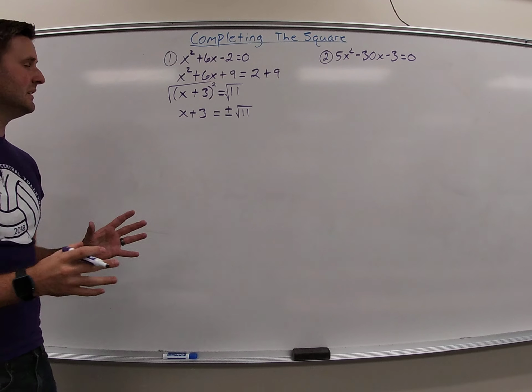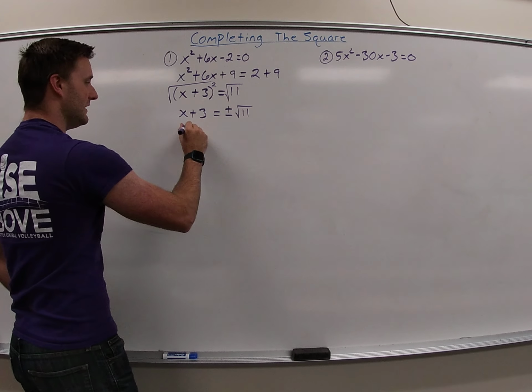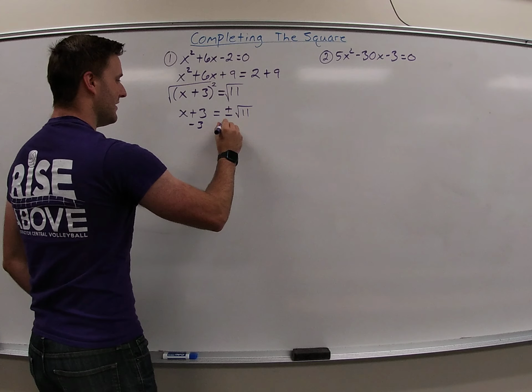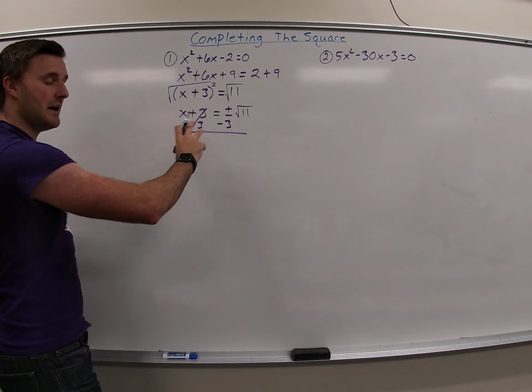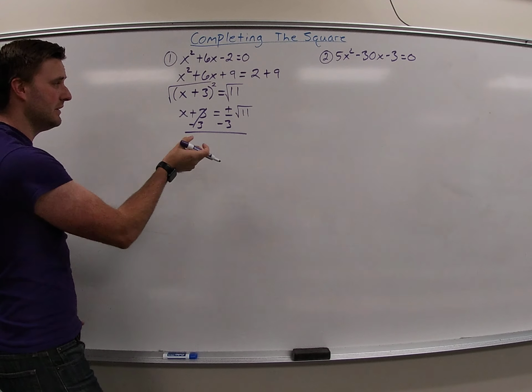Now the very last step that we have to do is get x by itself. So how do I do that? I'm going to subtract 3 from both sides. Now, when you subtract 3 from both sides, you want to make sure that whatever number you add or subtract needs to go in front of that plus or minus.